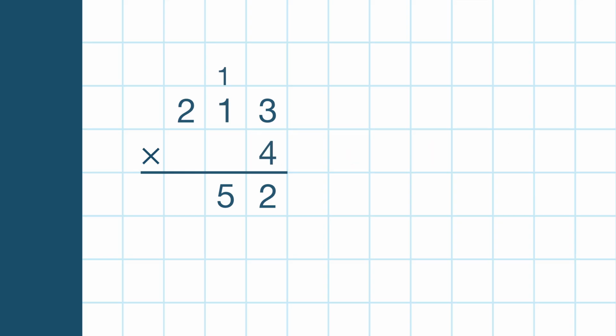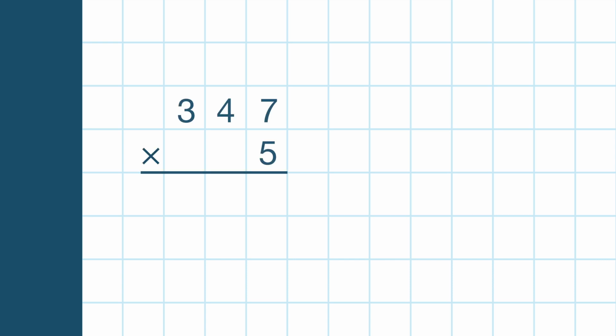Now multiply the hundreds place. 2 times 4 equals 8. Write the 8 in the hundreds place. So 213 times 4 equals 852. Let's try another example.